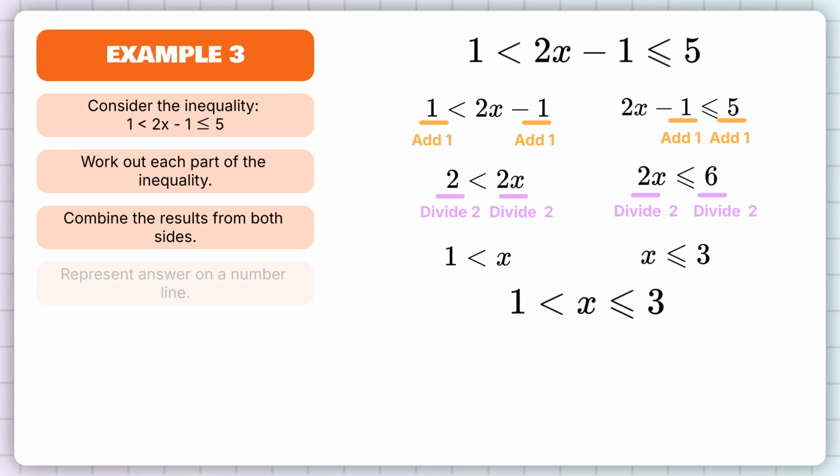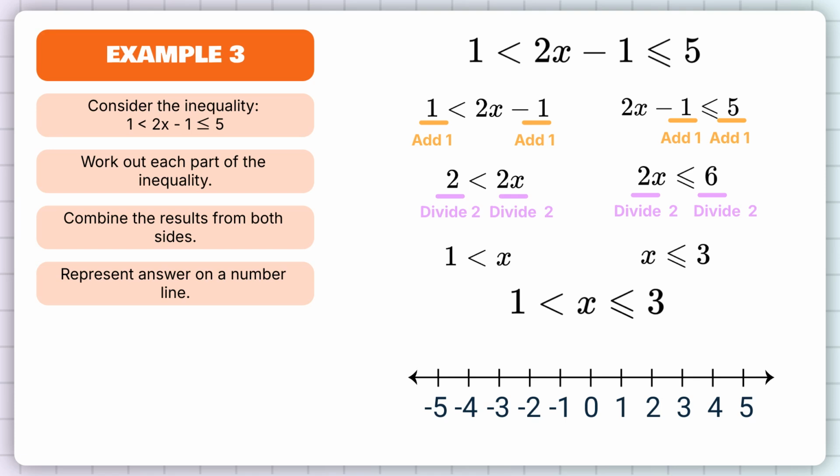Finally, we need to represent this on a number line. Draw a number line, mark the points 1 and 3. Since x is greater than 1, use an open circle at 1, and since x is less than or equal to 3, use a closed circle at 3. Shade the number line between 1 and 3 to show all numbers greater than 1 and less than or equal to 3.